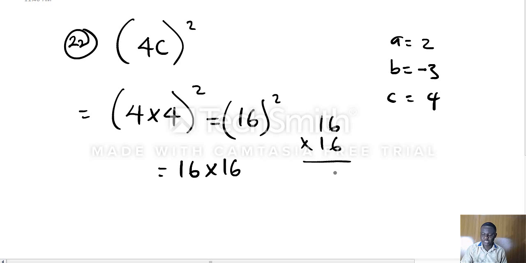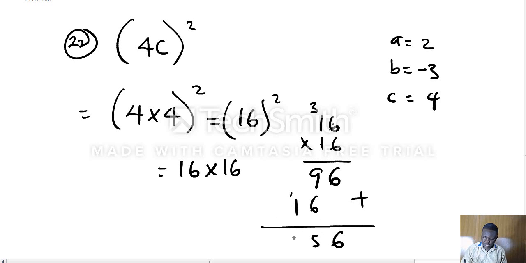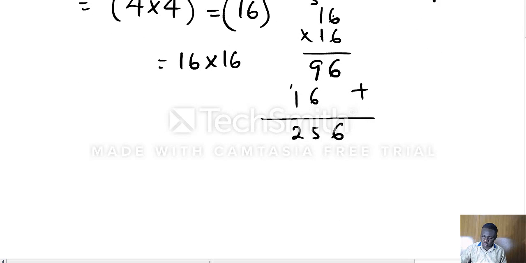6 times 6 is 36. You write down 6 and carry 3. 6 times 1 is 6, plus 3 is 9. 1 times 6 is 6, and 1 times 1 is 1. Then you sum, this becomes 6, 5, and 2. So 16 squared is said to be 256 as your answer.